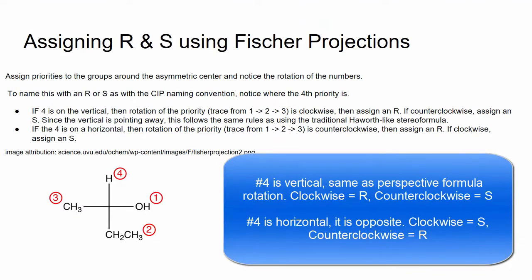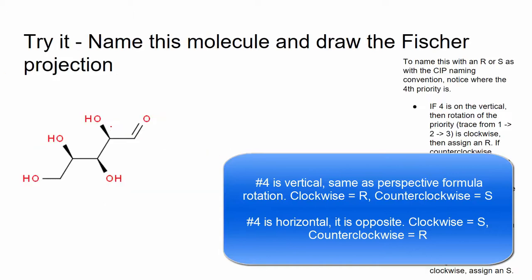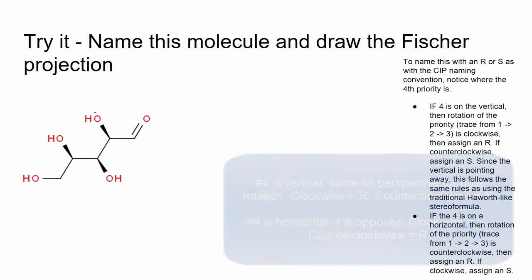If 4 is on the vertical, then the rotation clockwise is an R. So when 4 is vertical, it's the same as the CIP rotations. When it's horizontal, it's opposite. So you might want to keep that on a sticky note near you or write it down in your note sheet for the quiz, because that's a tricky thing we're going to need to keep in mind.